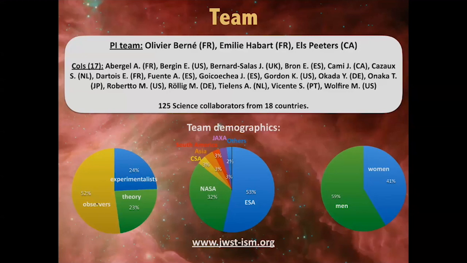Approximately half of our team members are primarily observers, so astronomers. Then about 25%, a quarter, are physicists or chemists who do experiments in the lab. And then we have a quarter whose primary focus is theoretical modeling. This expertise from both experimentalists and theoreticians is needed to do a full interpretation of the data that we will get with JWST.